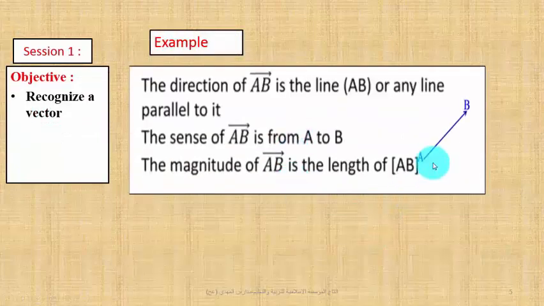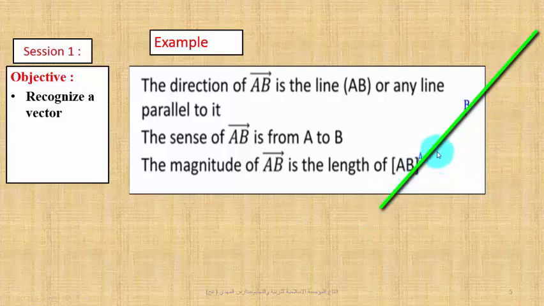Example. Look for vector AB. The direction of vector AB is line AB, or any line that is parallel to AB. The sense of vector AB is from point A to B. The magnitude of vector AB is the length of segment AB.